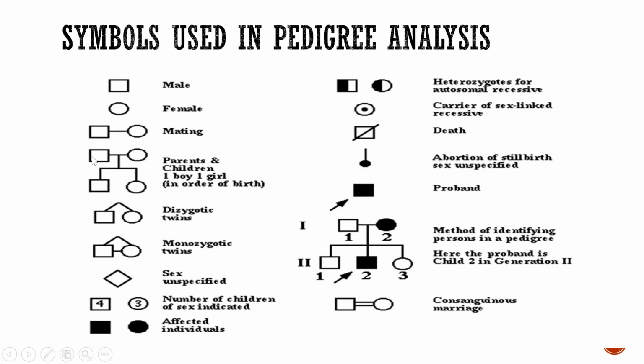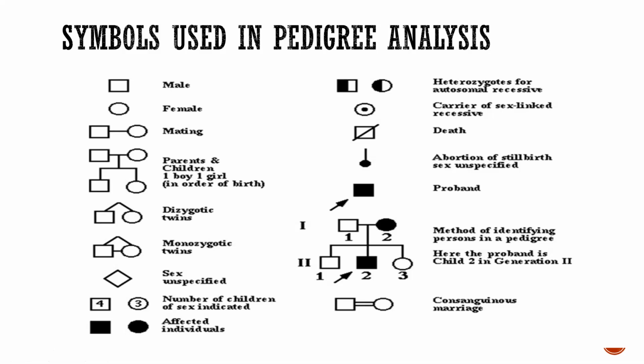That is, in this pedigree chart with parents and children, there is a boy and there is a girl. And when we write these symbols, the first child has to be written on the left, then the second child has to be written next to it. So this chart indicates that the first child is a male and the second child is a female. So it is in the order of birth.